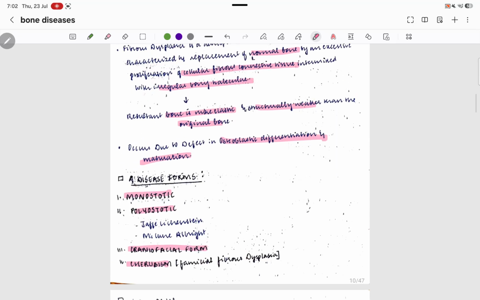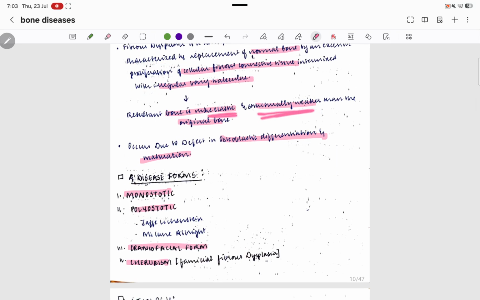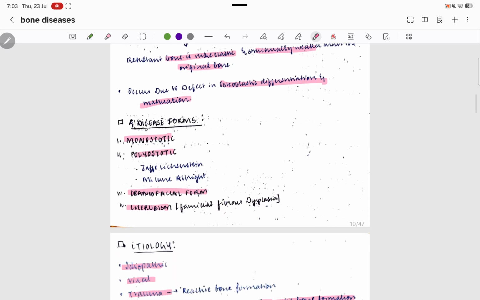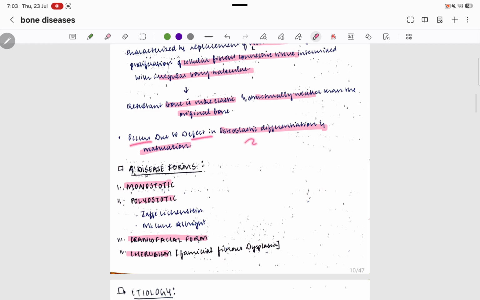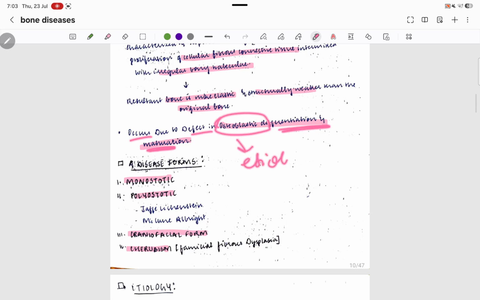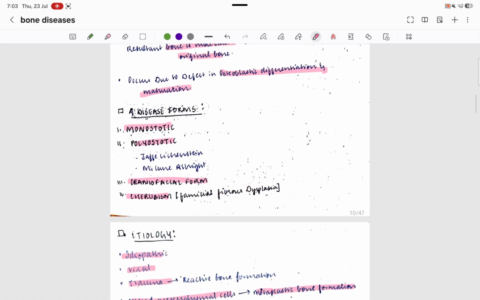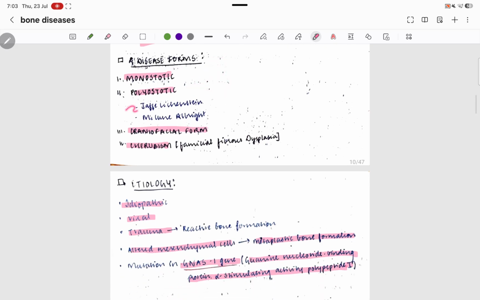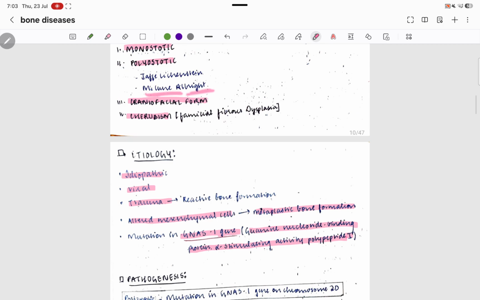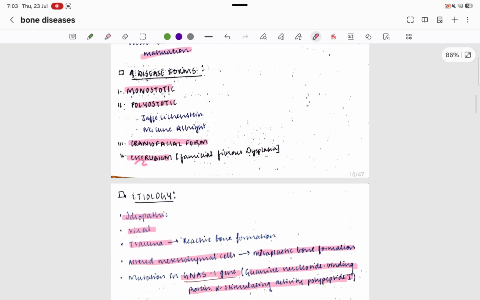Now the resultant bone is more elastic and structurally weaker than the original bone. This occurs due to defects in osteoblastic differentiation and maturation. This is the etiology, not the exact etiology, but it is due to a defect in osteoblastic differentiation and maturation. Now the disease forms: I told you there are two types, monostotic and polyostotic. And there are two important syndromes, Jaffe-Lichtenstein syndrome and McCune-Albright syndrome. We will see what these syndromes are, and the craniofacial form and cherubism.